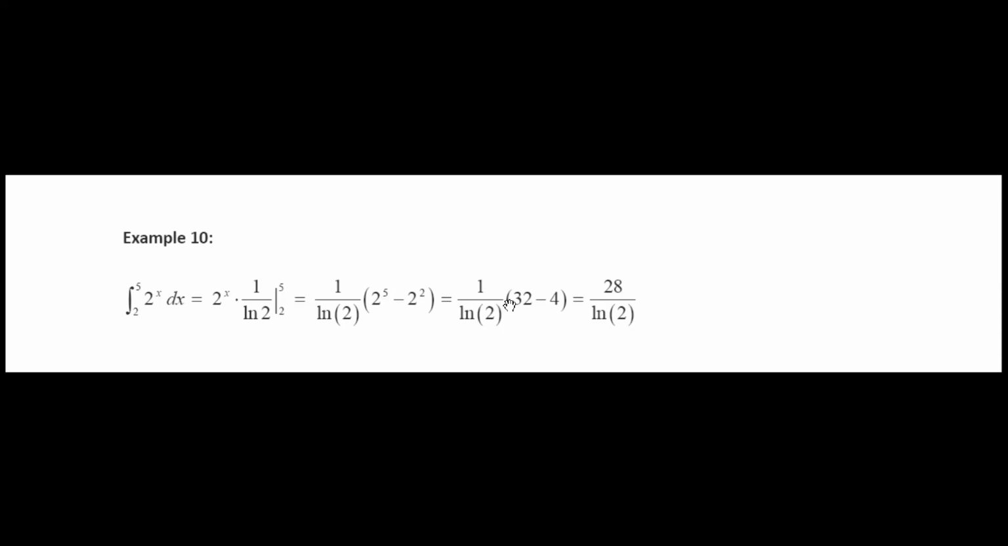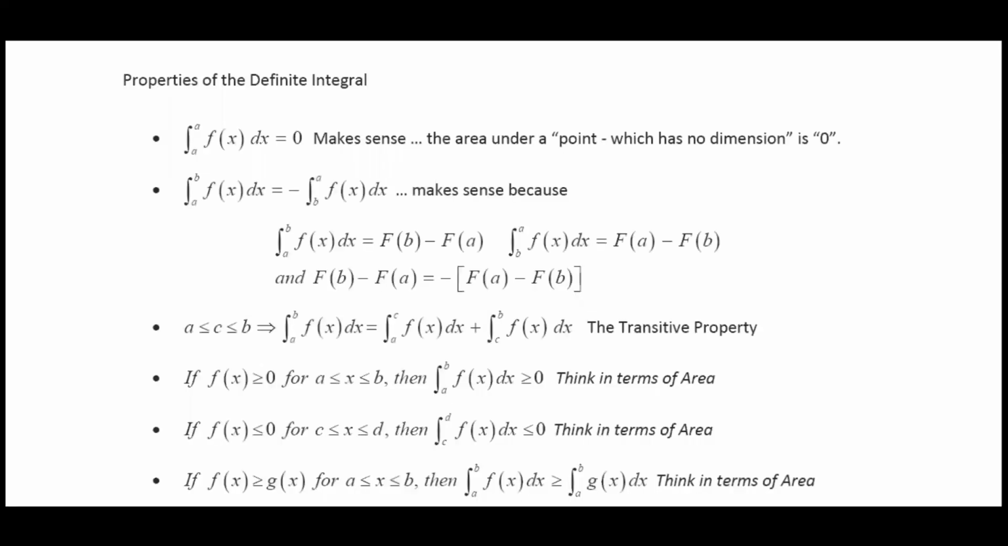2 to the 5th is 32. 2 to the 2nd power is 4. 28 over ln of 2. So again, a harder problem. So that completes the problems we wanted to work.